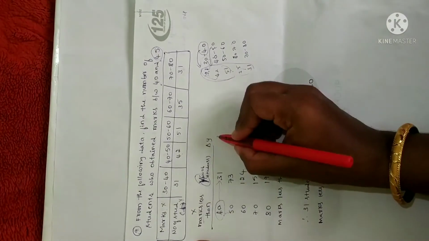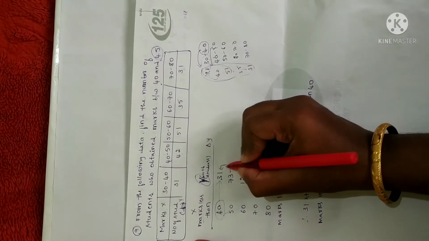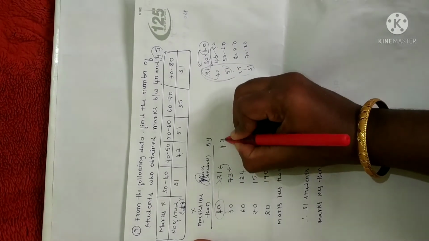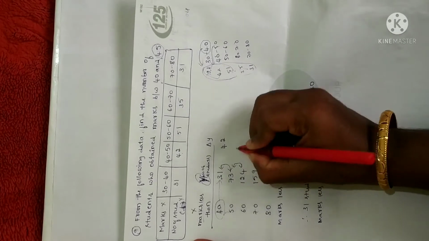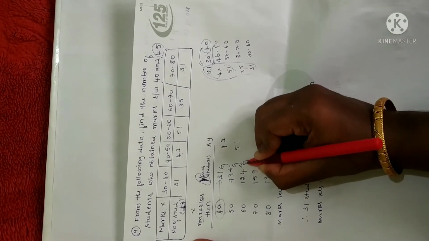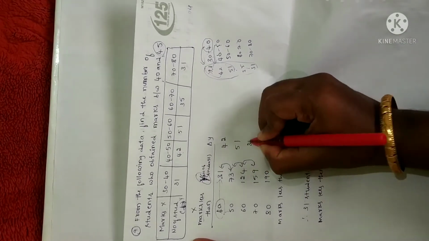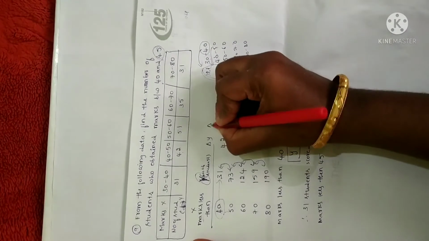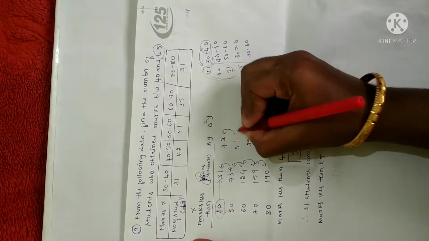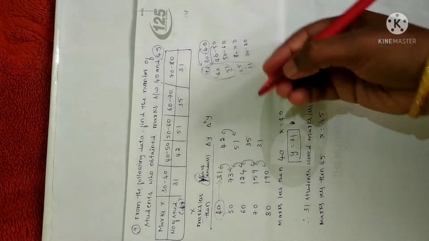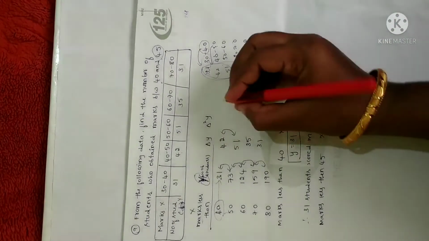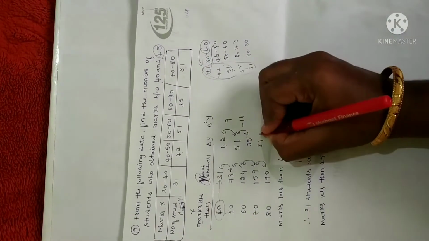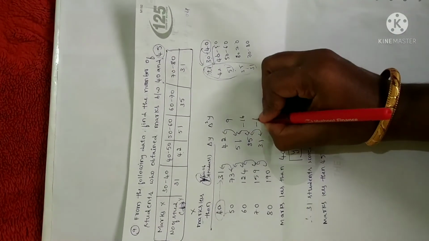Delta y represents the first forward difference of these two. That is 73 minus 31, which will give you 42, 124 minus 73 is 51, 159 minus 124 is 35, 190 minus 159 is 31. The second forward difference is delta square y. Now you have to take the difference, or subtract. 51 minus 42 is 9. 35 minus 51 is minus 16. 31 minus 35 is minus 4.